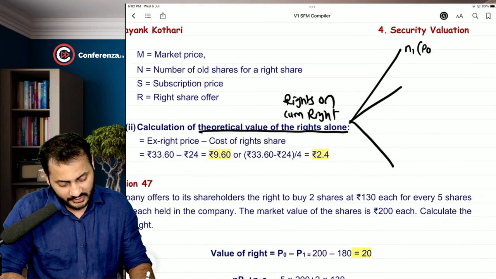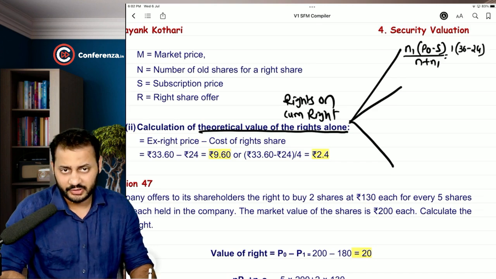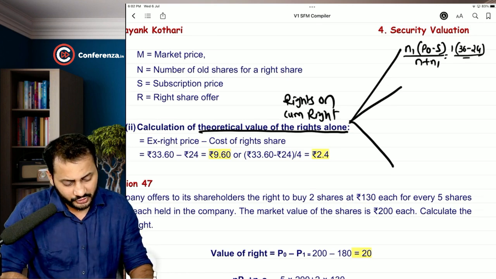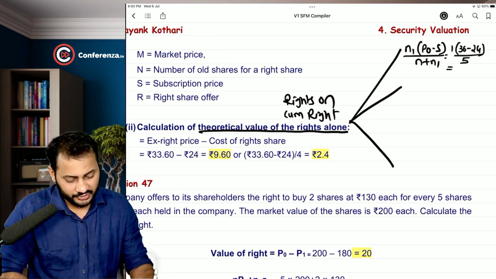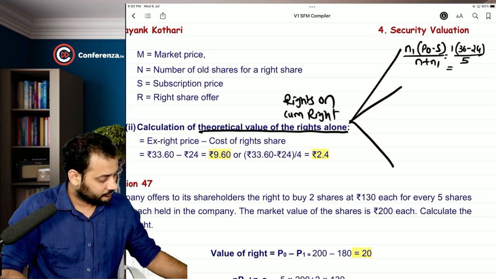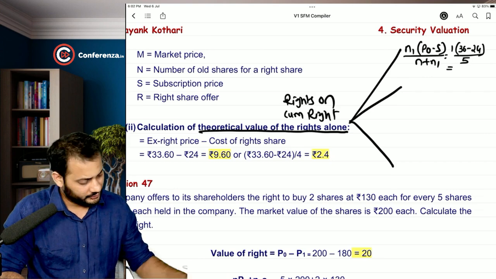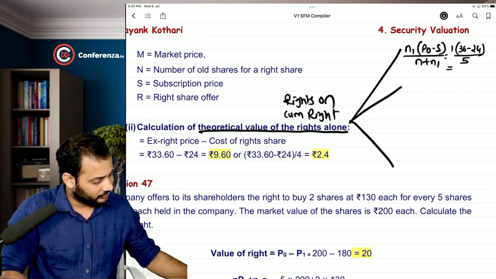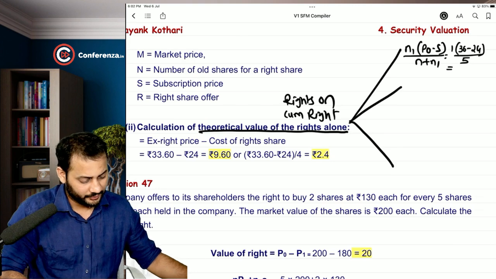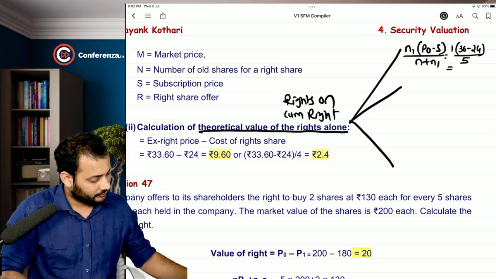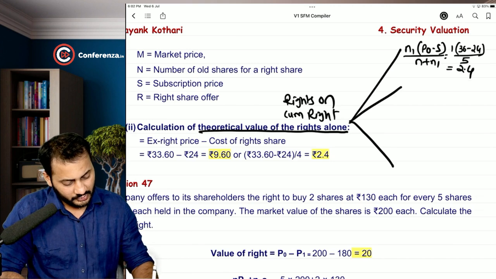N1 in bracket P0 minus S, divided by N plus N1. That means one share was trading at 36, you gave it at 24. That means 8 rupees of the discount will be distributed in 5 shares, N plus N1. It goes to 1.6. Am I right? 36 minus 24, 12. Okay, not 8. 12 rupees divided by 5. It's 2.4.